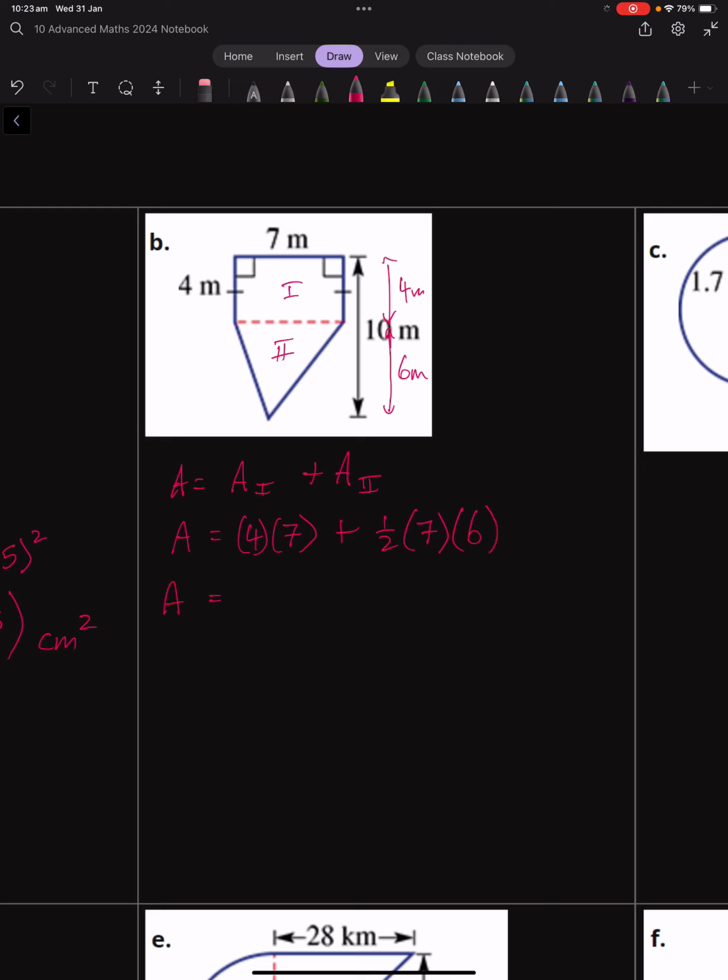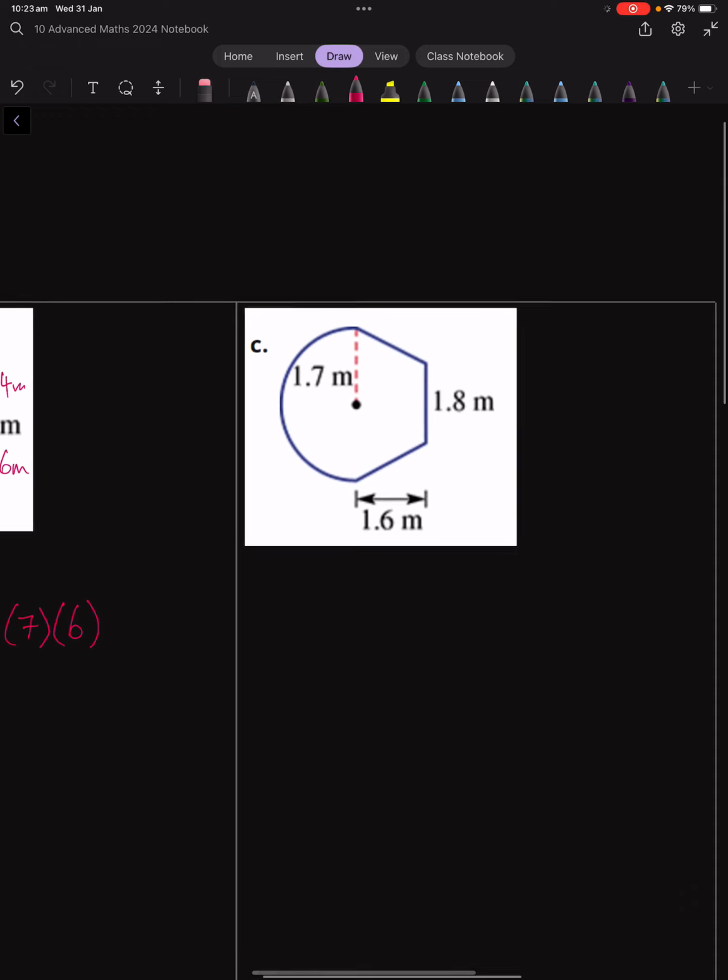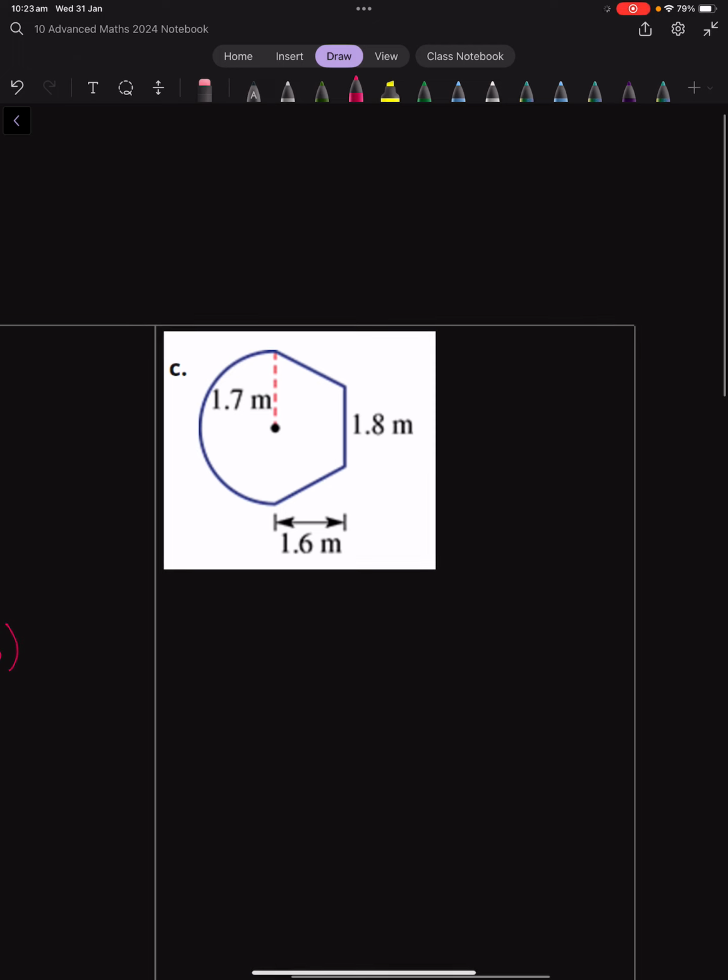And now we just go ahead and do the maths in our head again. 28 plus, I'll go half of 6 is 3. 3 7s are 21. And if I add 28 and 21, I get 49. This time my units are metres, and of course it's an area, so it's square metres. Breaking them up into sections, adding them together, that's our key.